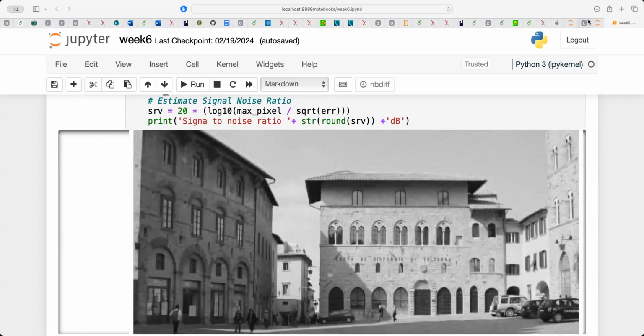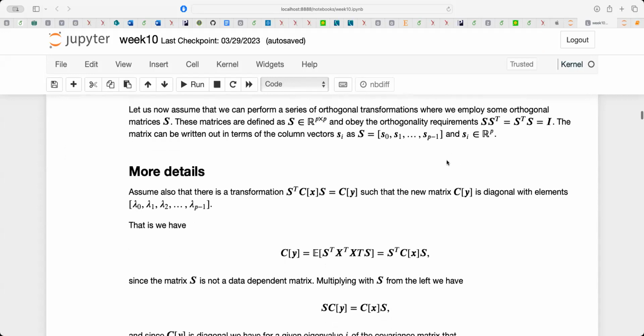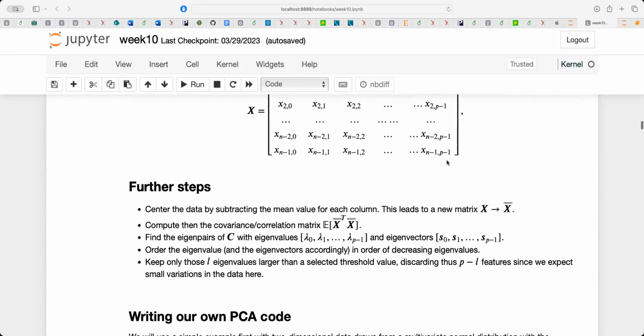Not that one, but the one for this week. So let's scroll down a little bit. You will find more of these details.